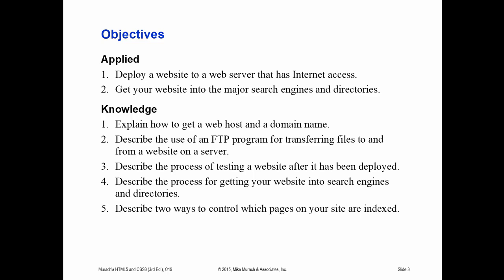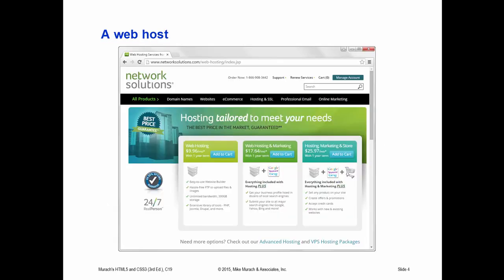So our two applied objectives: deploy a website to a web server that has internet access, get your website into the major search engines and directories, and our 5 knowledge objectives: explain how to get a web host and a domain name, describe the use of an FTP program for transferring files to and from a website on a web server, describe the process of testing a website after it has been deployed, describe the process for getting your website into search engines and directories, and describe 2 ways to control which pages on your site are indexed.